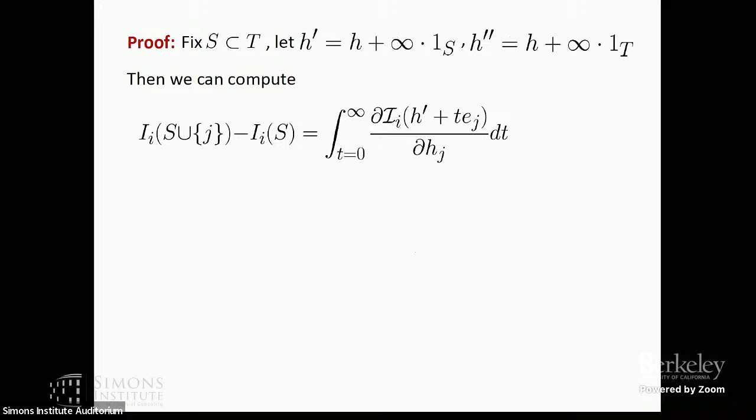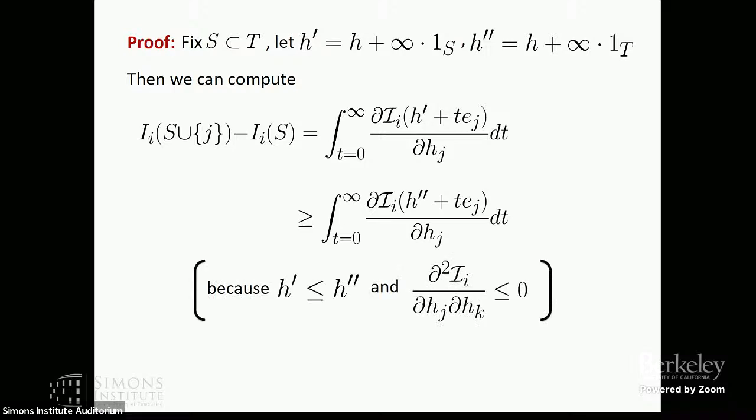So I ask, how does the discrete influence function change when I add j into the set? I can write it out as the same type of integral. But now the key point is that I can lower bound it instead by changing the external field from H prime, where S is pinned, to H double prime, where this larger set T is pinned. And the reason I can go from one to the other is because the second order partial derivatives are all non-positive. So as I change everything inside the integral, I'm only going to decrease it.